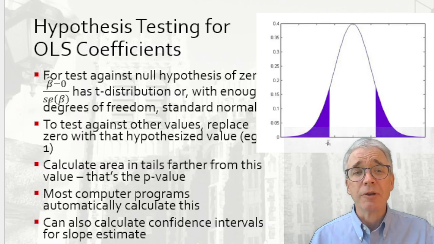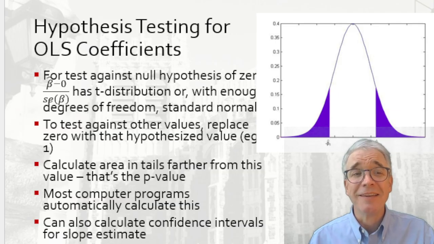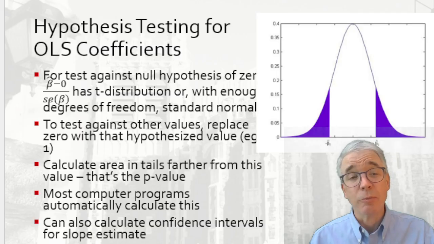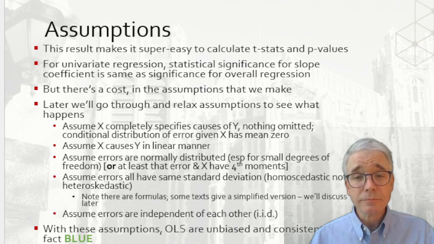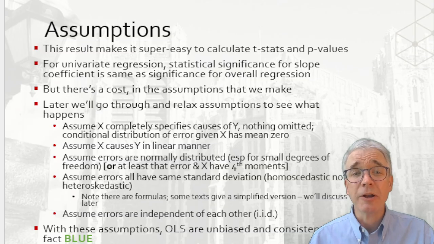Explained this earlier. We talked about the estimate, we talked about the p-value, we talked about the confidence interval, any of those. They have the same ultimate relationship and make the same statistical tests. They're just different ways of saying the exact same thing. It's super easy to calculate t-stats and p-values, so most computer programs are just going to spit them out automatically. Now, for a univariate regression, just one x variable, statistical significance for the slope coefficient is the same as statistical significance for the overall regression.